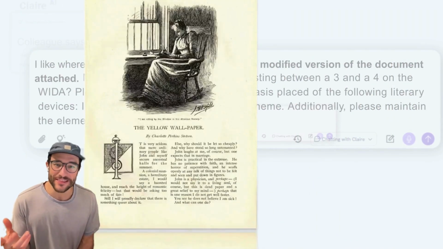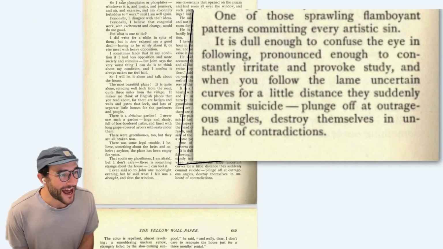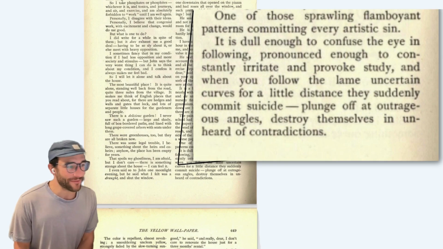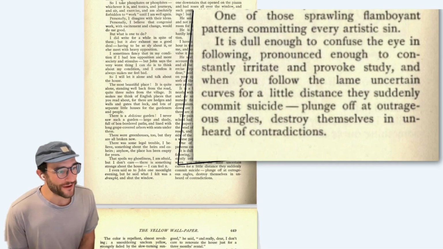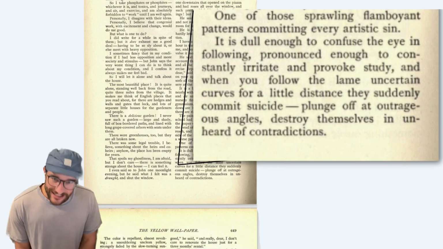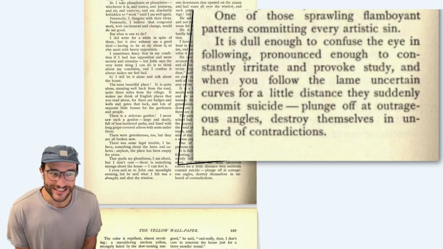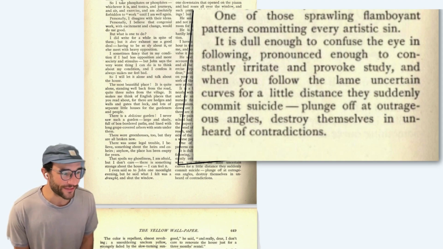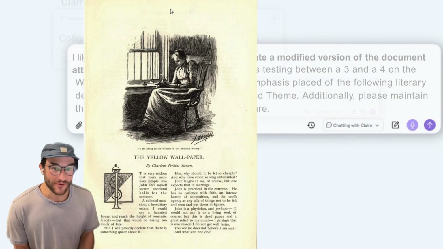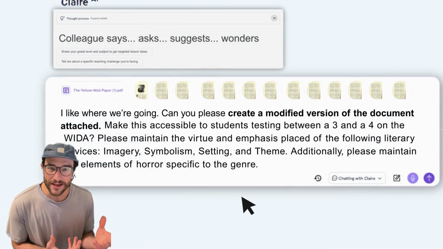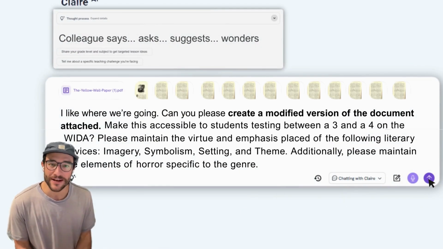And we can see that when the yellow wallpaper itself is described as dull enough to confuse the eye in the following, pronounced enough to constantly irritate and provoke study. And when you follow the lame, uncertain curves for a little distance, they suddenly commit suicide. And that's really hard for most learners, and for multilingual learners, it's probably inaccessible. There's too much going on there. So I'm going to take this text and I'm going to attach it to the AI, and I'm going to submit that with the clear and concise prompt that I wrote.